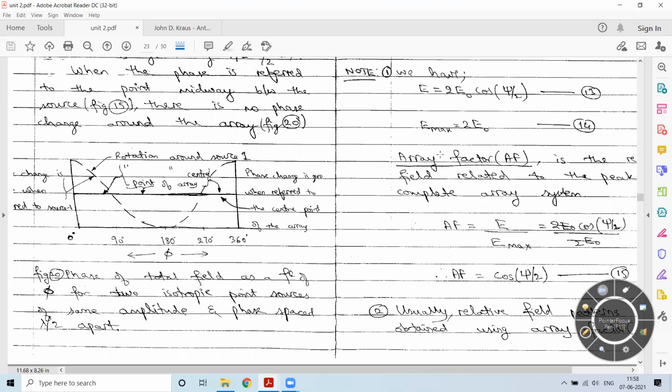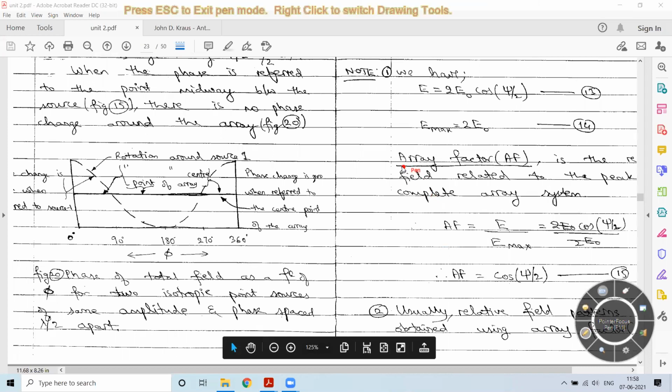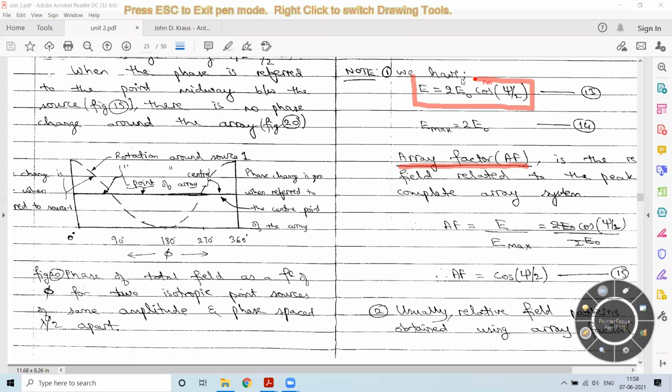So next, another point we have to discuss is what is the array factor for the given field. Previously, for the given condition, we obtained that E is equal to 2 times E naught cos psi by 2. Now the array factor, by definition, is the ratio of the electric field to its maximum value. This will give me the array factor.